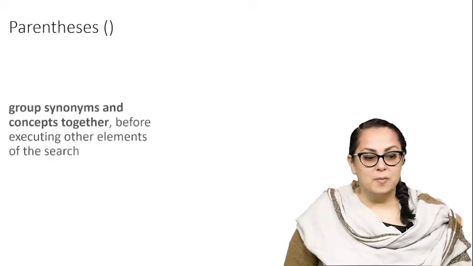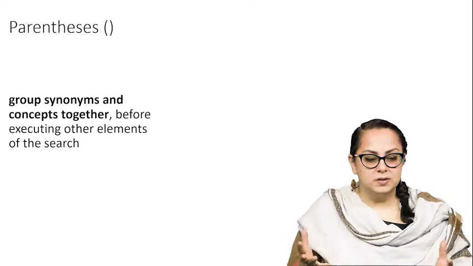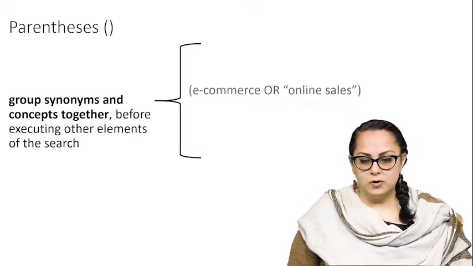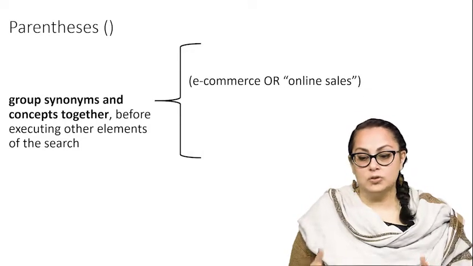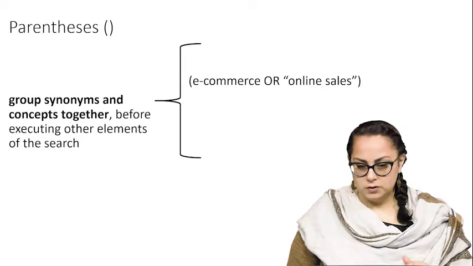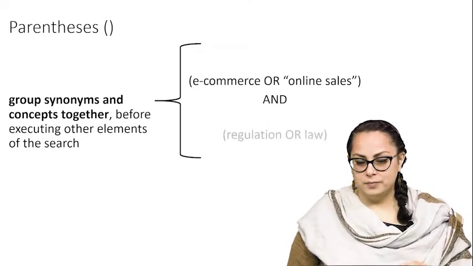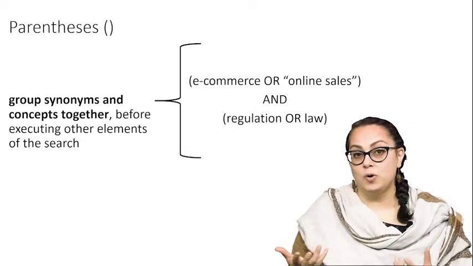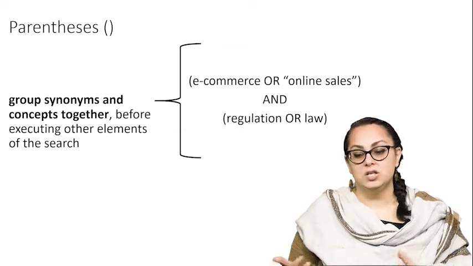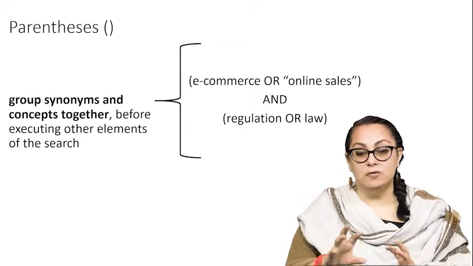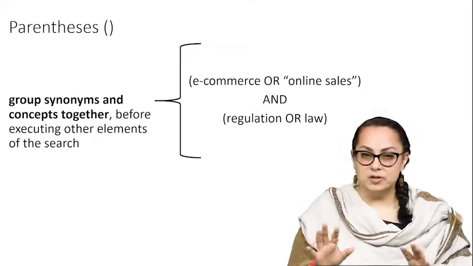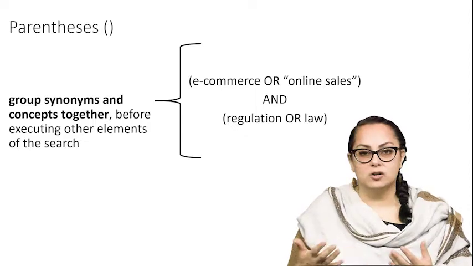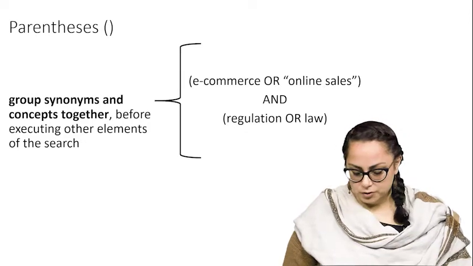This might be familiar from algebra. What you're going to do is group synonyms and concepts together before executing other elements of the search. So for example, if we want to look for e-commerce or online sales, either one of these terms, and regulation or law. In this case, what we can gather from the search statement is we want to find articles that are about the regulation of online sales. So we are looking for synonyms. E-commerce or online sales are similar terms. They might be used interchangeably or at least in the same context. And regulation or law, which are also synonyms of each other.